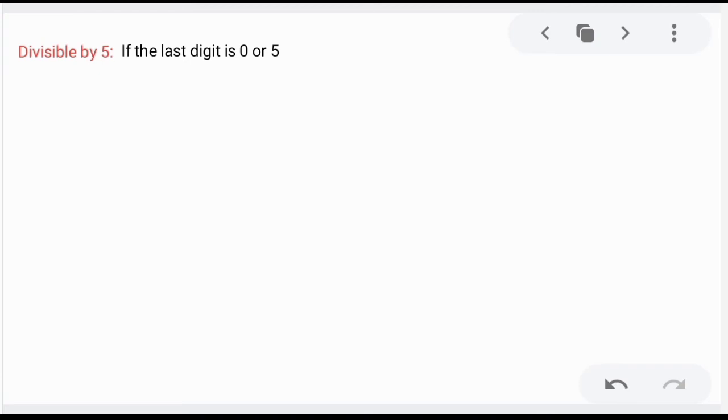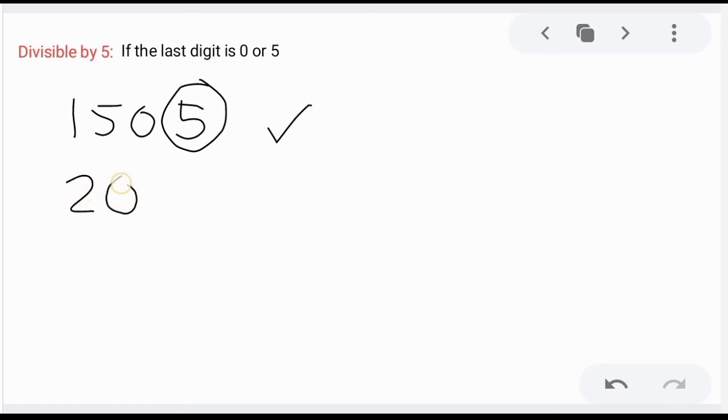Let's try the divisibility rule by 5. So it states that if the last digit is 0 or 5. So let's try these examples. So we have 1,505. The last digit is 5. Therefore, it is divisible by 5. Let's try 200. The last digit is 0. Therefore, it is divisible by 5.